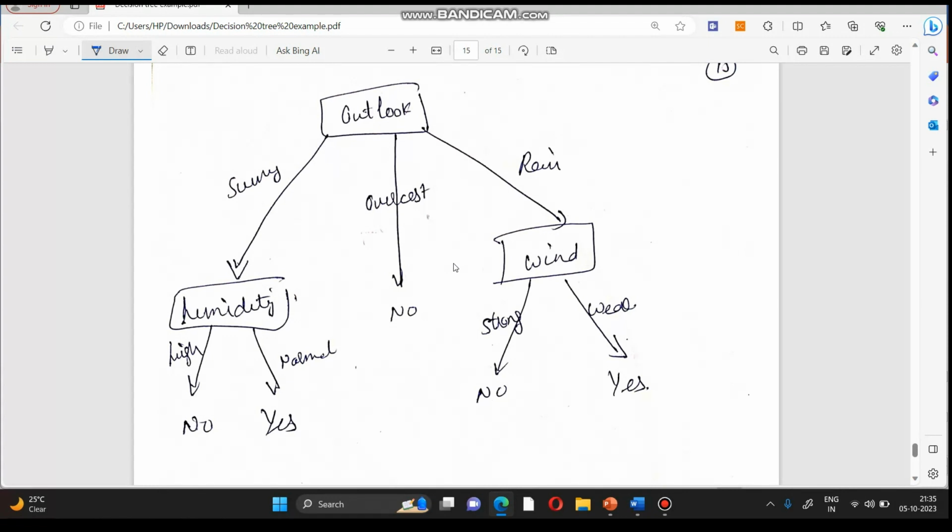So I hope you have got the idea to solve this numerical problem using entropy and information gain. It is a very easy problem, easy to understand. It is only a bit tricky or bit lengthy, but without solving this you will not be able to decide which is going to be the root node.